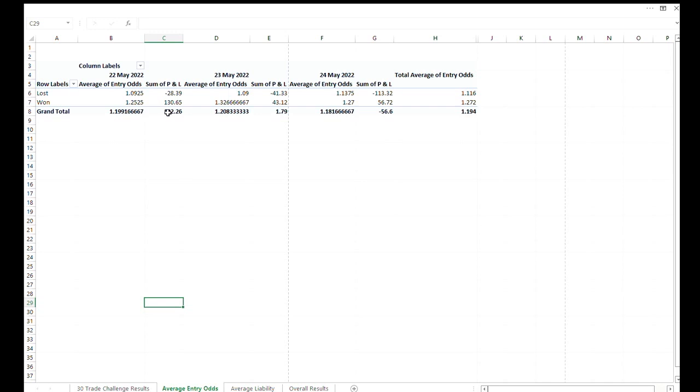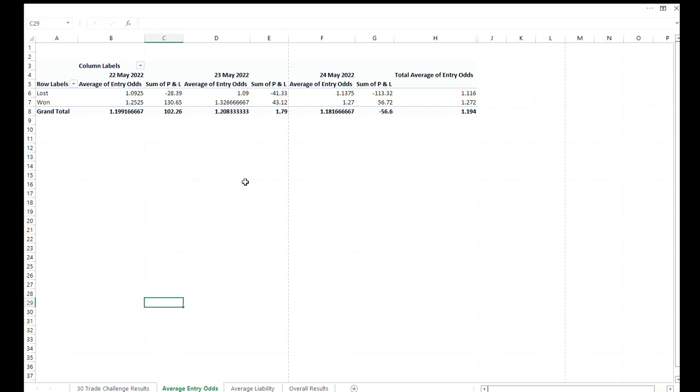If we look to the 23rd, so day two, again, when I laid at 1.09, I lost. That's the average set of odds that I lost at. So it's not 100% me laying at 1.09, but when you averaged it out, it is. Similarly, when I won, it was with me laying at 1.32, and you can see there that it evened itself out, although I was up overall by £1.79.